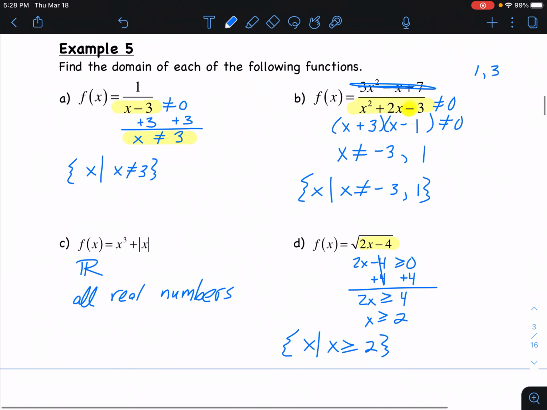It really comes down to fractions with a variable in the denominator, or a square root, which you would set up greater than or equal to 0. And if it's not any of those two things like A, B, D, if it's like C, where it doesn't have any of those two things I mentioned, then it's all real numbers.